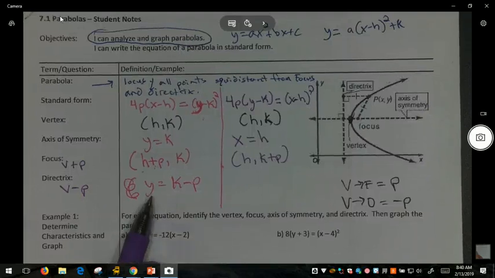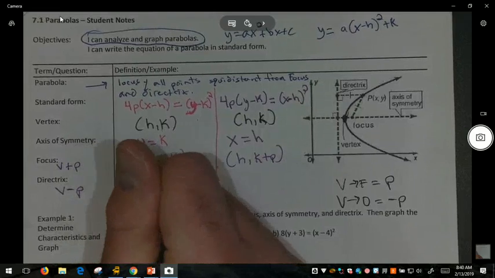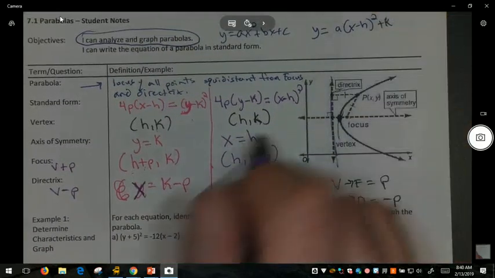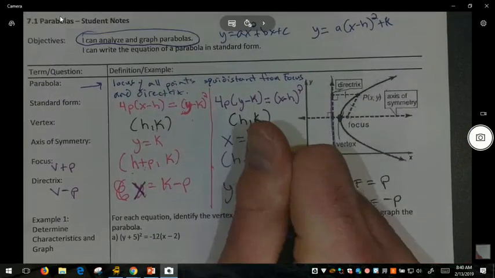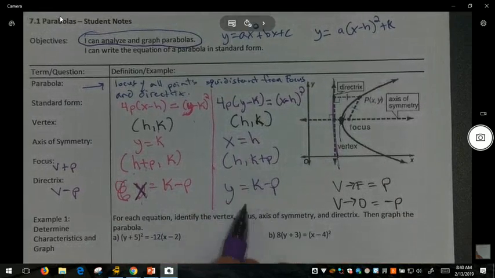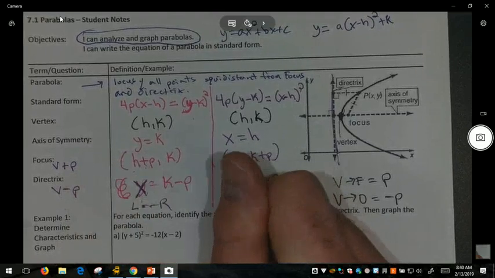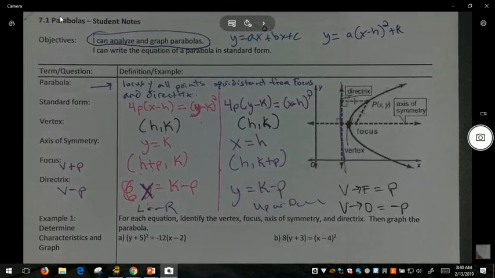I wrote this one down wrong, sorry. This one should have been x equals h minus p. It has to be a vertical line if it's opening to the right or left. This one should be y equals k minus p. It's the x that changes when it opens left and right. It's the y that changes when it opens up or down.